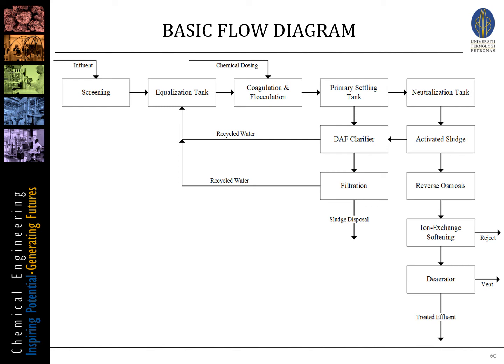Initially, influent will pass through the screening point. After passing through the screening point, it goes into the equalization tank and to the coagulation flocculation tank, where chemical dosing, such as the metal coagulant mentioned before, like ferric chloride, will be added. Moving on to the primary settling tank. From the primary settling tank, it moves to the DAF clarifier and filtration to disposal. However, from the activated sludge, DAF clarifier and the filtration, the water will be recycled back into the equalization tank to undergo treatment again.